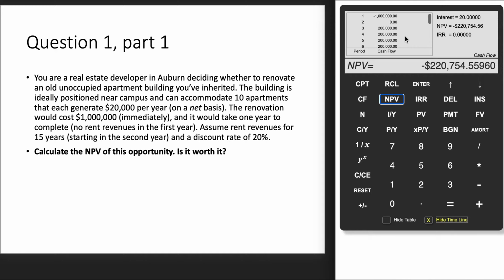So if I computed 200,000 times 15 years, then yeah, that's going to be more than $1 million. But first of all, I have a year gap here, and I need to generate at least a 20% return on this investment. And after accounting for that, the net present value is negative, meaning that I'm not going to reach that 20% level.